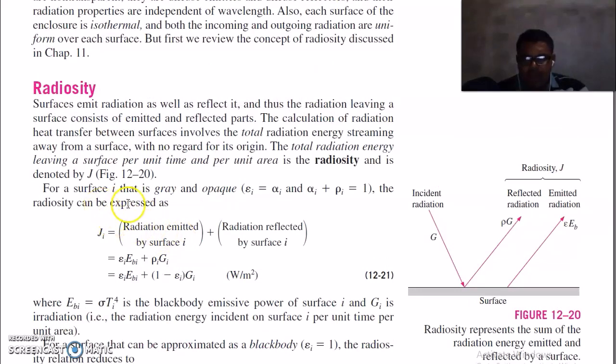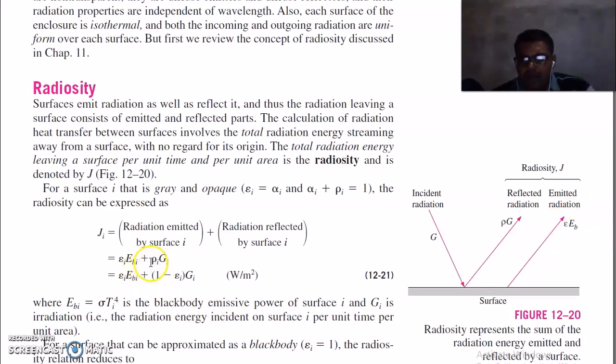Now for surface i, that is gray and opaque, we know emissivity is equal to absorptivity, and absorptivity plus reflectivity is equal to 1. The radiosity can be expressed as J is equal to radiation emitted by surface i plus radiation reflected by surface i. Now the radiation incident on this surface is G, the irradiation, which is now reflected, equal to reflectivity times G, which is this, and the emitted radiation we know is emissivity times E_b. E_b is for a black body.